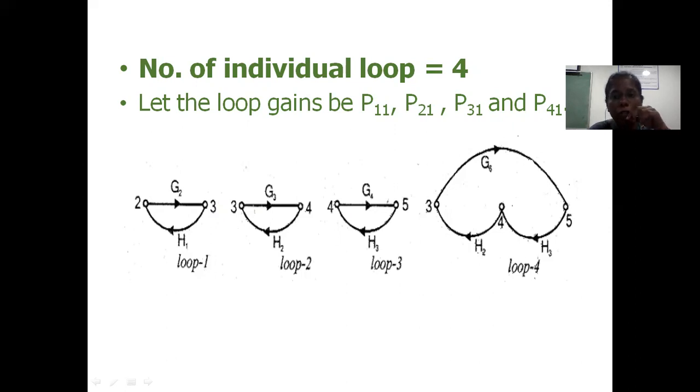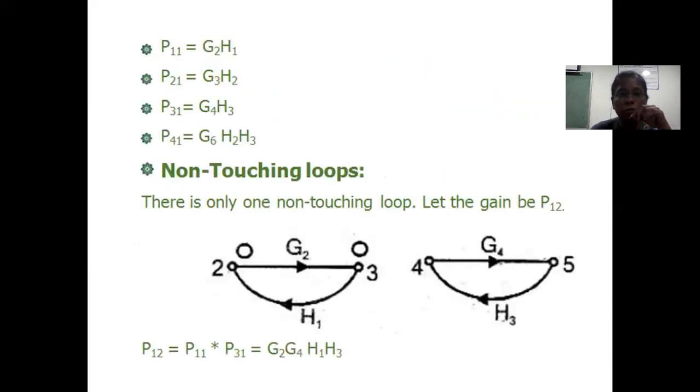So comparing all the four loops, you can see that loop 1 and loop 3 are not touching. So we get one combination of two non-touching loops. Right. So there is only one non-touching combination, that is loop 1 and loop 3. So again, to get the gain of this two non-touching combination, we have to get the product of all the gains here.